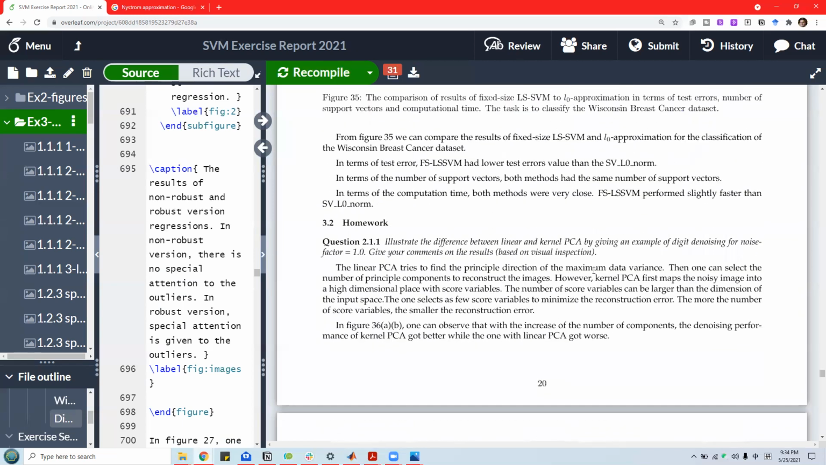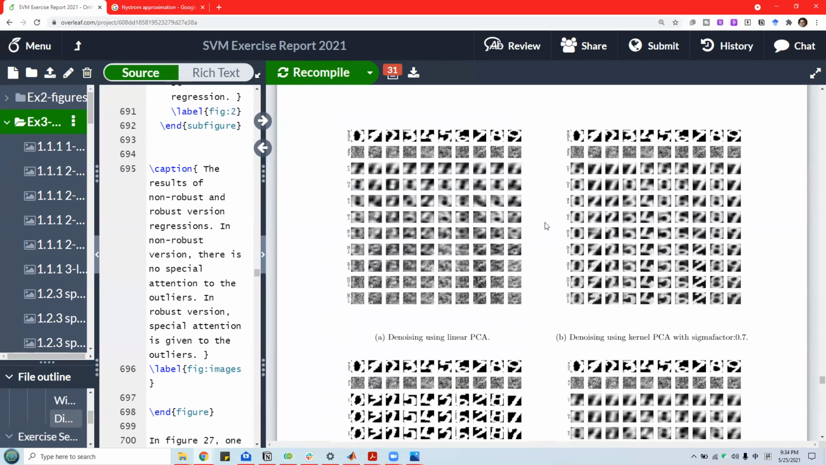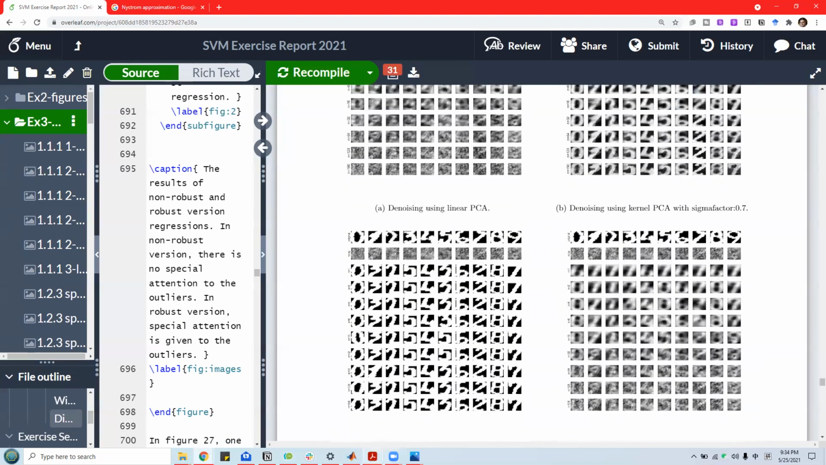And the first one is between linear and kernel PCA, so you can see it very clearly. I just compare those two. If you increase your number of components, the linear one actually gets worse results. And for this one, if you keep increasing, the quality of the reconstructed images gets clearer than if you use a lower number of components. And what else?